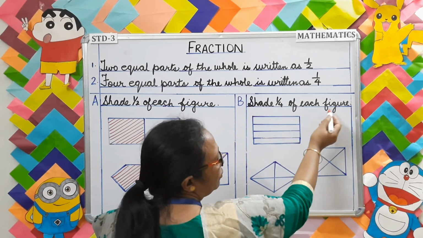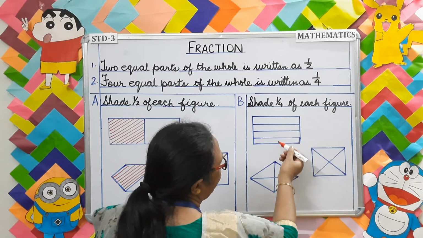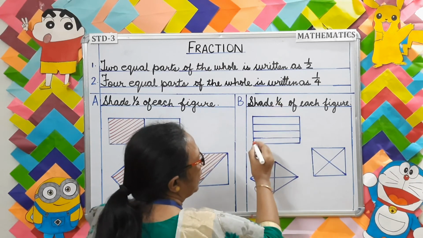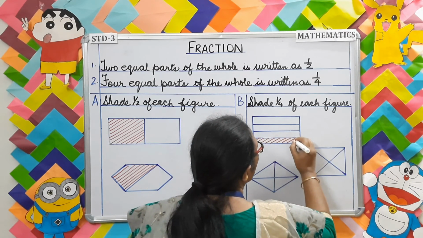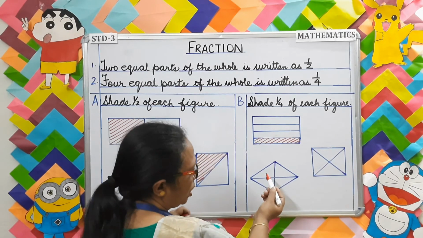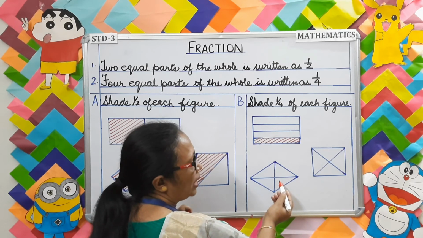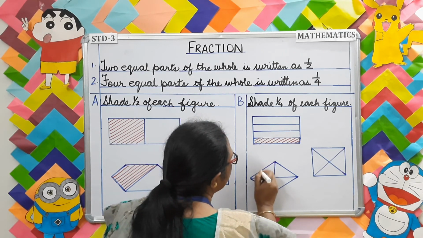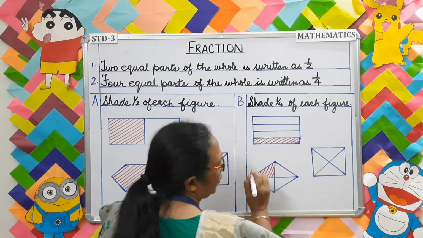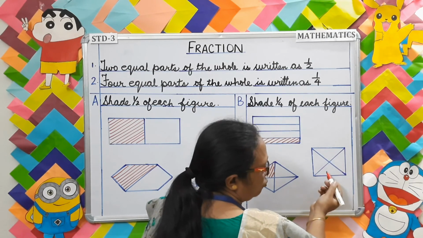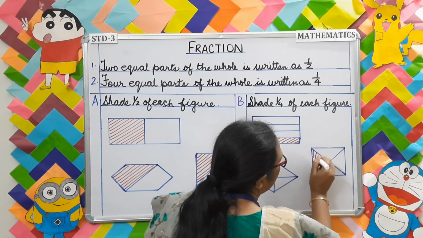Now let's do the next one. Shade a quarter of each figure. How many parts is it divided into, children? 1, 2, 3, 4. And we have to shade one part. So let's shade one part. Now, here again, how many parts are there? 1, 2, 3, 4. And we have to shade one part. So, this is 1 by 4. 1, 2, 3, 4. Equally divided. Now we have to shade it. So let's shade it, children.